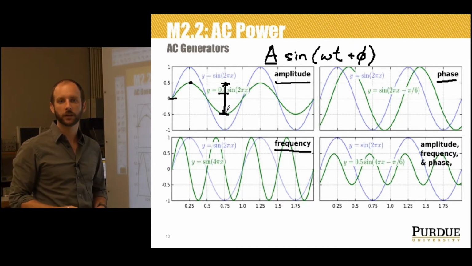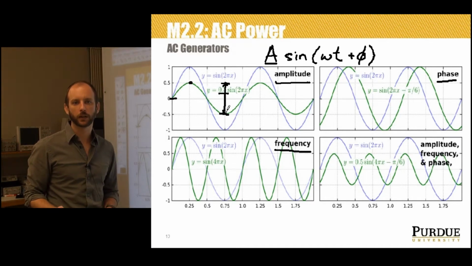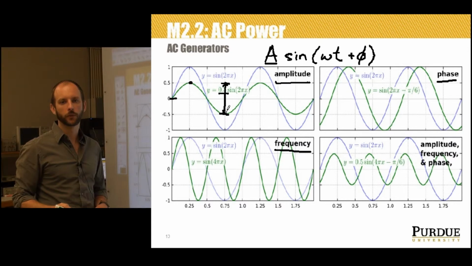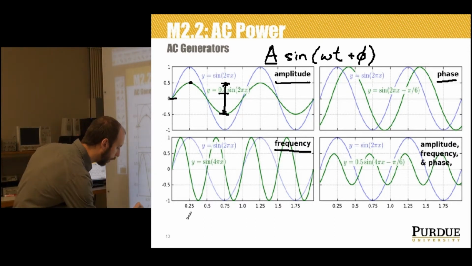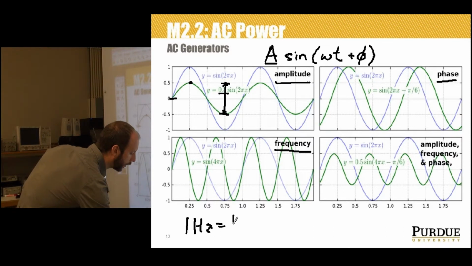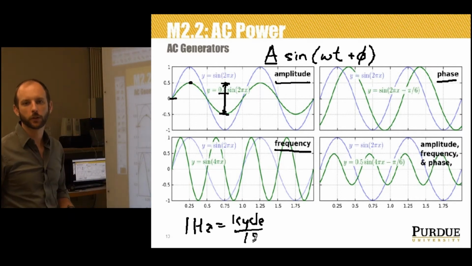Next we'll look at frequency. Frequency is the number of complete oscillations per unit time, and like we said before, is measured in cycles per second or hertz. 1 hertz is 1 complete oscillation in 1 second. So we say 1 hertz is 1 cycle in 1 second, right? A hertz is a cycle per second.